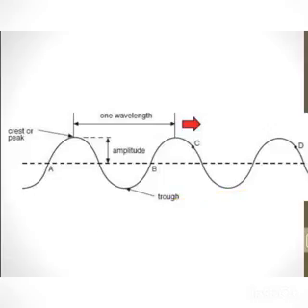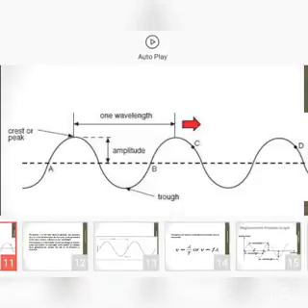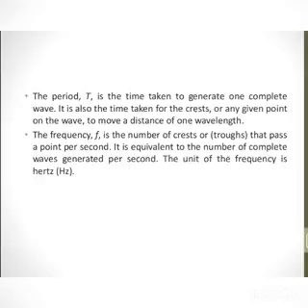Let's come towards the picture. What is the wavelength? It is the horizontal distance between two peaks, or between two troughs. The distance between two consecutive crests or two successive troughs is known as wavelength. This is also the length of a wave, so its SI unit is meter.